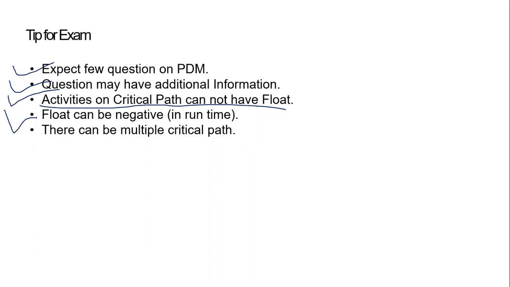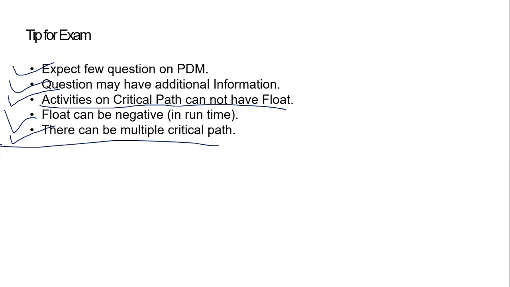Can the float be negative in the runtime or execution time? Yes. There might be some misleading question like, hey, I'm in execution and I have a float of -2. Is that even a real case? Then the option will be, yeah, that cannot be possible. But the answer is actually, yes, negative can be possible.